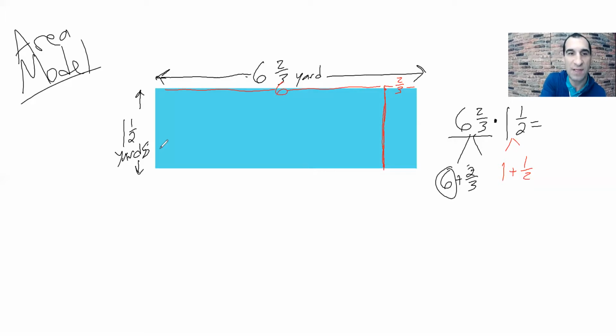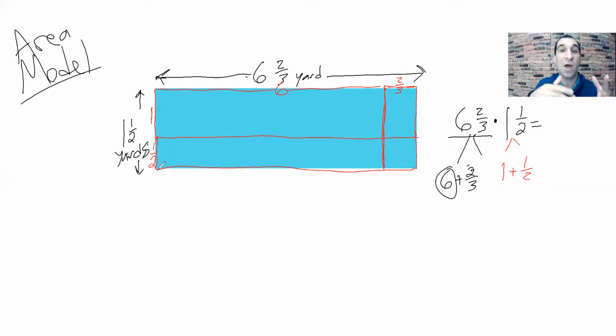So if I separate this out and I have 1.5, let me separate this rectangle out like this. So I've taken my whole area and I've separated this out now into 4 separate rectangles. The distance here is 1 and the distance here is 1/2, okay? So now I have 4 separate rectangles.